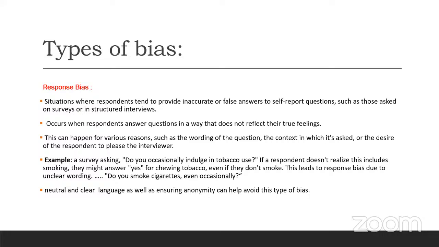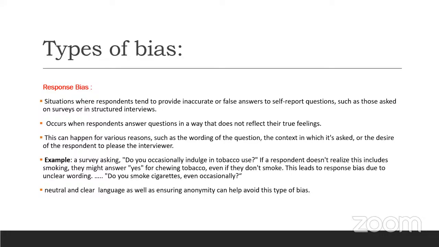Next, response bias. Response bias is a situation where respondents tend to provide inaccurate or false answers to self-reported questions, such as those asked on surveys or unstructured interviews. It occurs when respondents answer questions in a way that does not reflect their true feelings. This can happen for various reasons, such as the wording of the question, the context in which it's asked, or the desire of the respondent to please the interviewer.